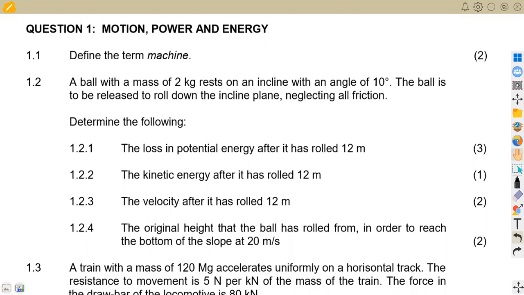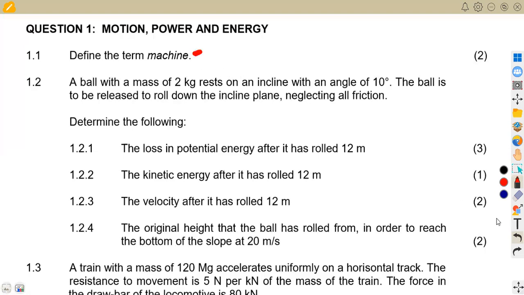In this platform, we are going to be working from the question paper, which was extracted April 2015, that is motion, power, and energy. So we have the first question on 1.1, where we are given to define the term machine. What can we refer to as a machine? Take note that a machine is simply a mechanical device which can enable work to take place. That is what we can refer to as a machine.